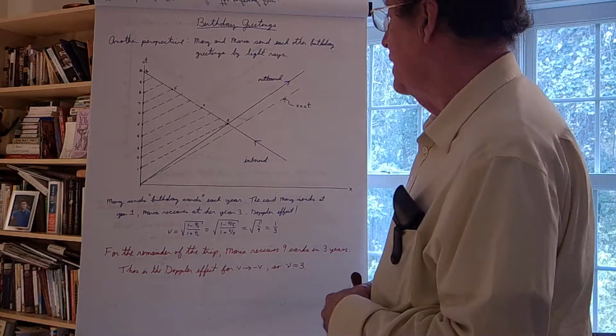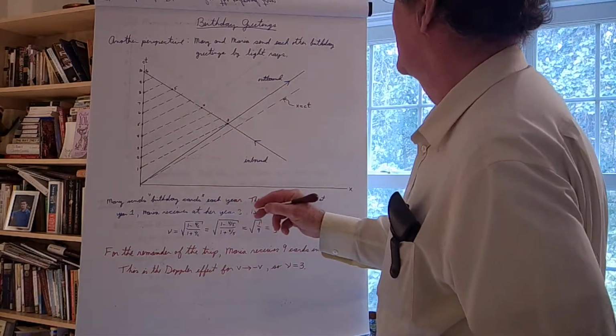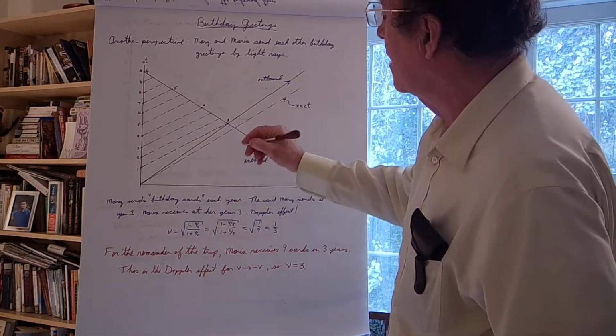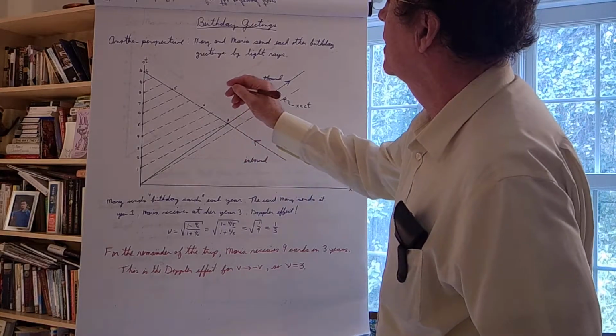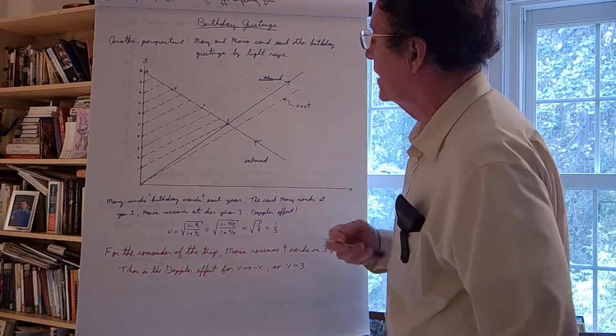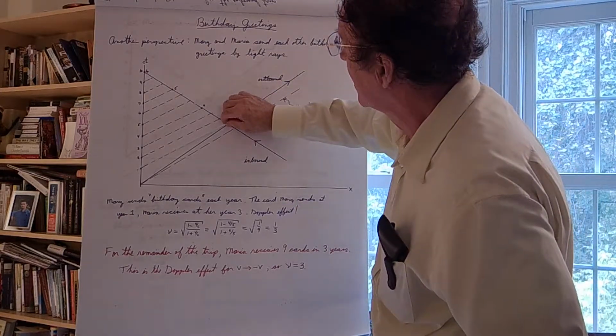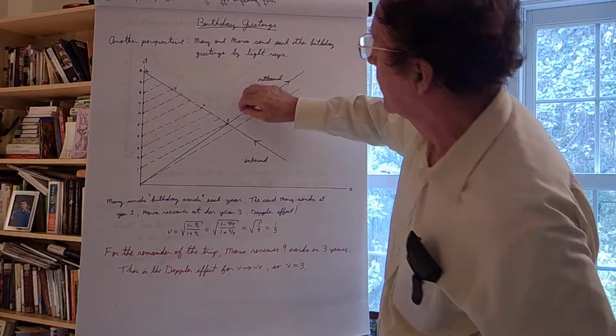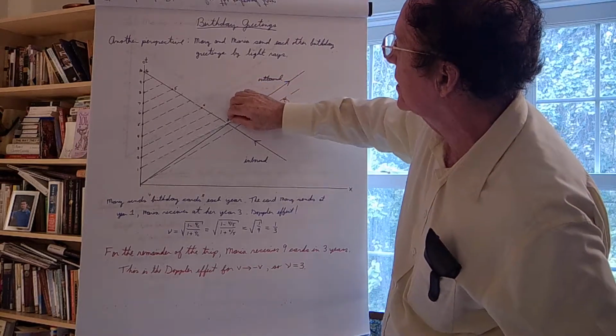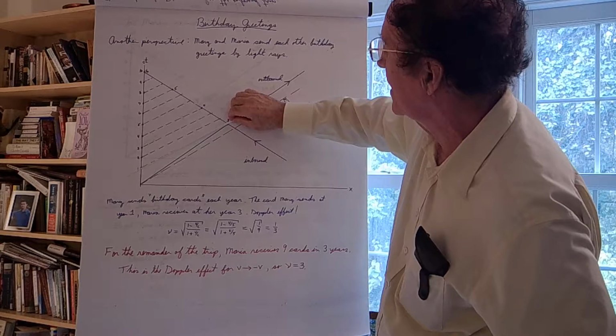Okay, so here I have the situation where Mary sends a birthday greeting to Maria on every one of her birthdays. So these are light rays. They're parallel to the line x is equal to ct. So be careful about that. These are not lines of constant t or constant x. These are light rays.